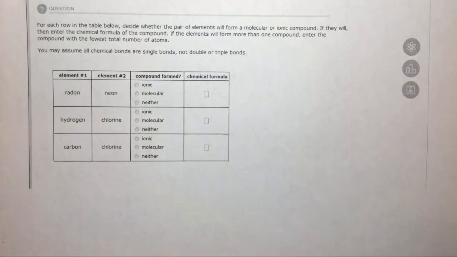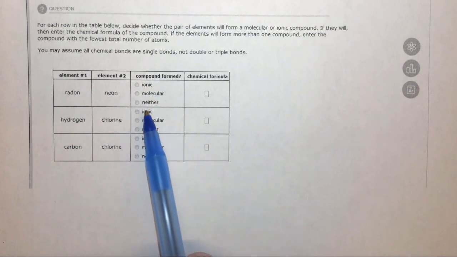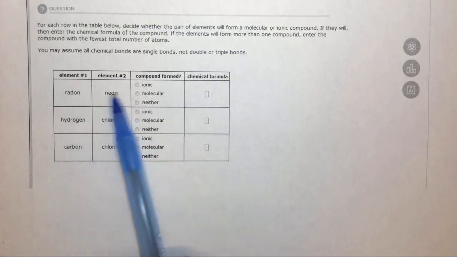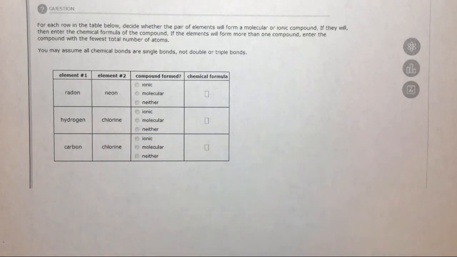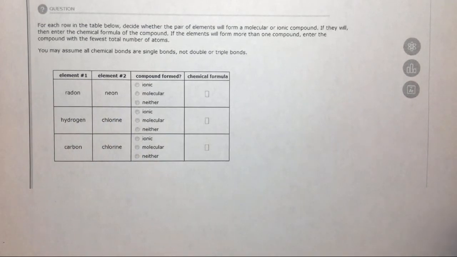This question is very similar to the previous question on the playlist. It wants us to determine whether an ionic molecular compound, or neither, is formed, and then it gives us a couple of elements that might form that compound. If you watch the previous video on the playlist, I'll go into much greater detail about how you might approach this problem. But here, I'm going to just go through it because it's such a similar problem.